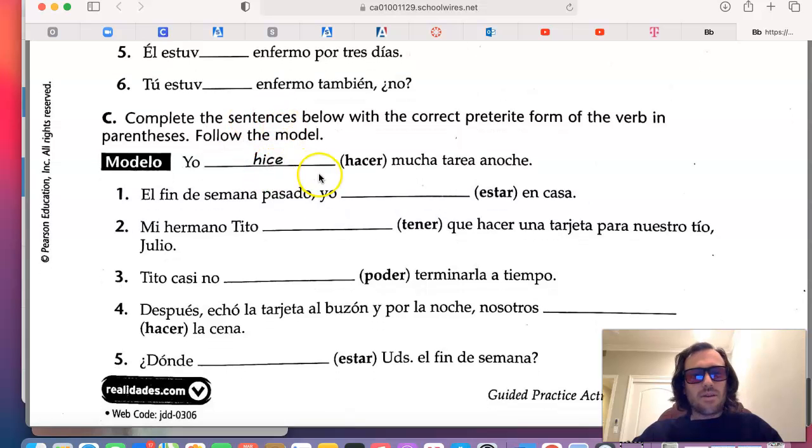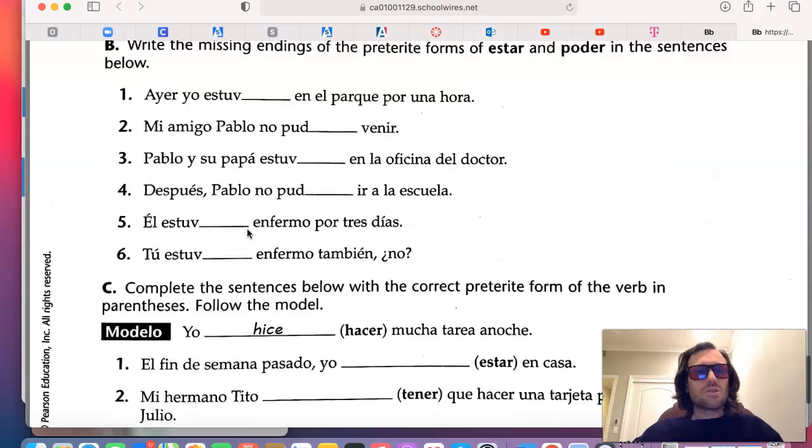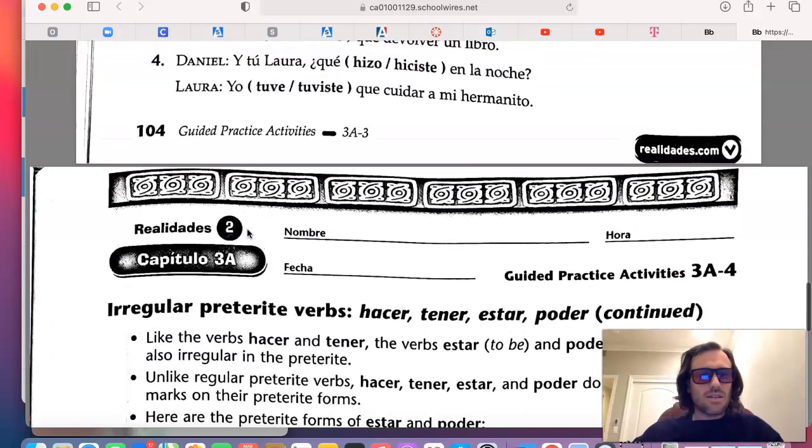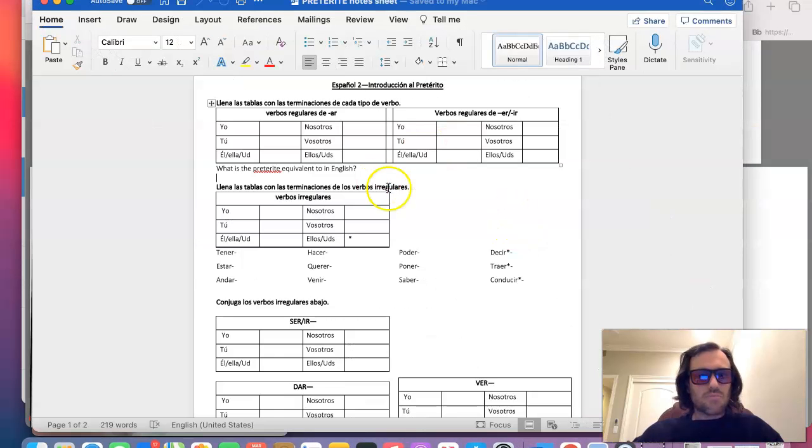Part C is the last part, and you are fully conjugating the verb provided in parentheses. Pay attention to the beginning of the sentence, and that'll provide you with your subject. So do it to the best of your ability. Do it honestly. Utilize the notes that we went over together today, this preterite note sheet. And everything you need there is in the guided practice pages.